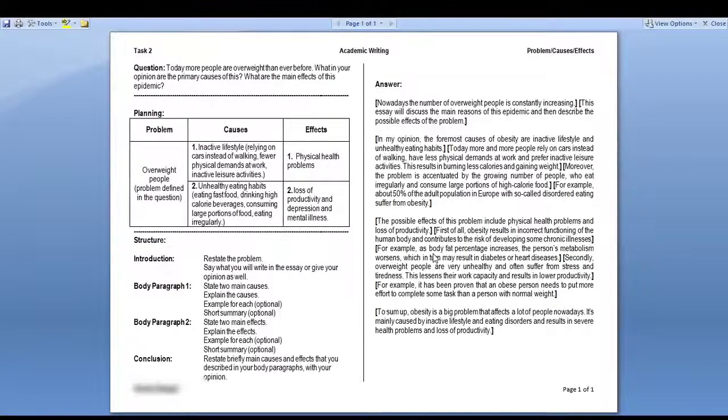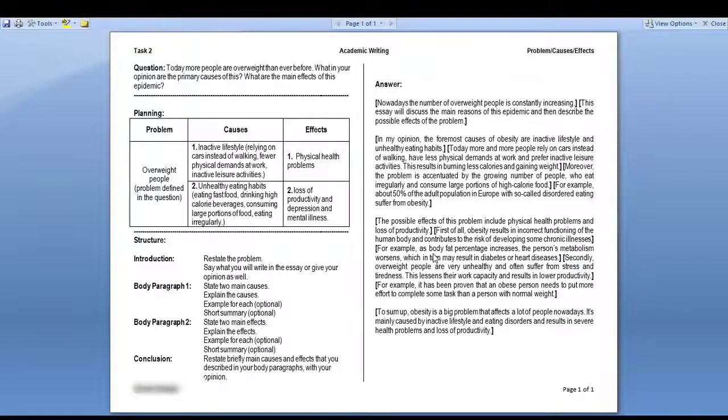In my opinion, the foremost causes of obesity are inactive lifestyle and unhealthy eating habits. So in this line, I have mentioned both my points for causes. Then I will start explaining both my points, inactive lifestyle and unhealthy eating habits, one by one and giving the example side by side. Let's read further on.